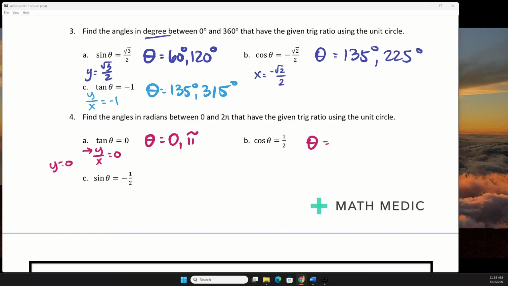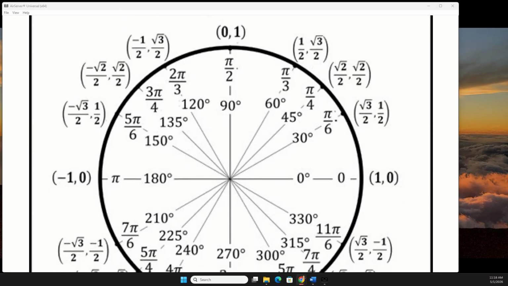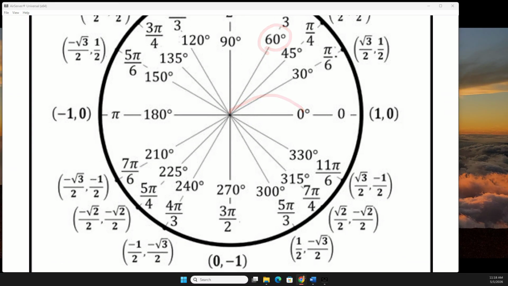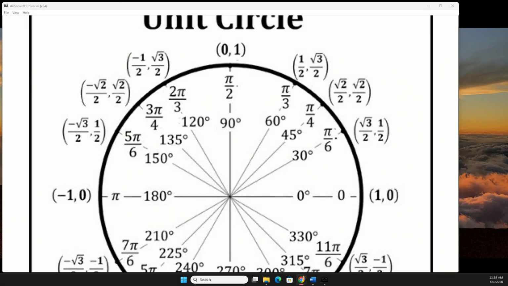All right, and then for B, I want the cosine of the angle to be 1/2, which means I want the x coordinate to be 1/2. So the x coordinate is 1/2 when we move to the right. And so it's going to be 60 degrees and 300 degrees. Oh, sorry, not in degrees. It is going to be 5 pi over 3 and pi over 3.